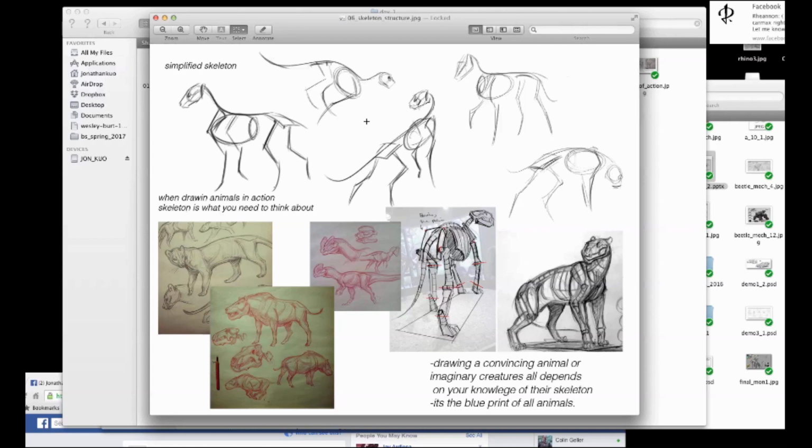Once you have the basic understanding of the structure right here, like where the actual bone movement structure is working, then I want you guys to really start focusing on simplifying your bone construction into simple gesture sketches like these wireframe armatures right here.